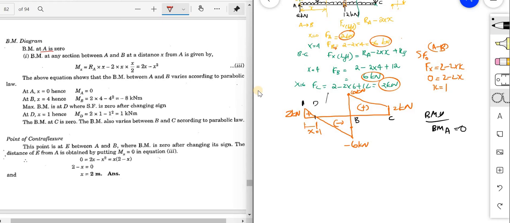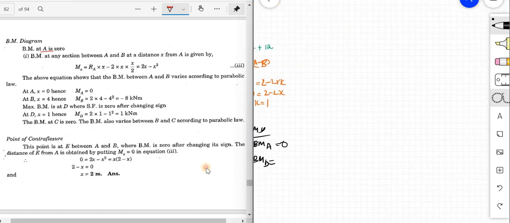So for example, let me find out the bending moment at D. Now I know that x is equal to 1. So what will be the bending moment at D? I am considering this section, moving from here to this section. This is x is equal to 1, so at this point the bending moment will be maximum. So that point I have to find out. Let me draw that figure once again.